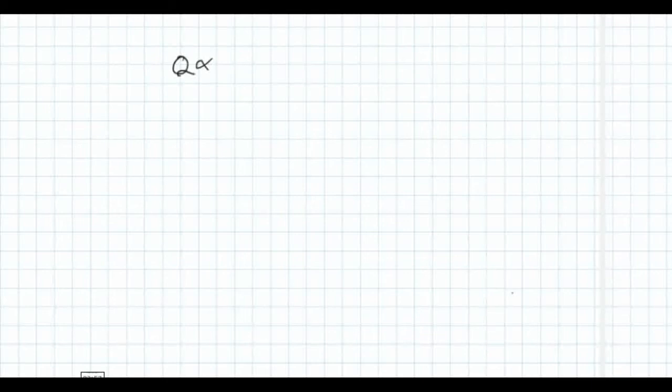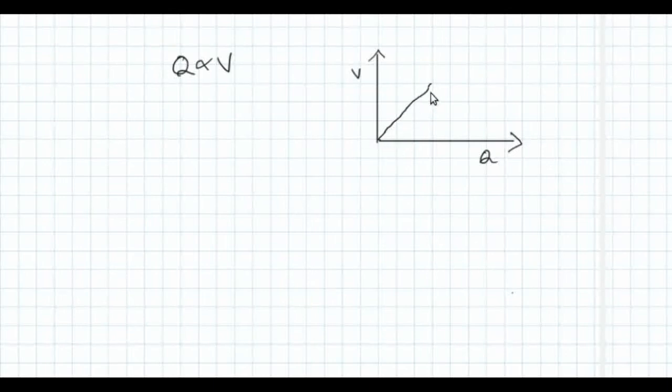Next, from the relation Q is proportional to V, we may plot the relation between Q and V. So here we are taking Q along the x-axis and the potential V along the y-axis, and this equation says Q is proportional to V. That means as the value of Q increases, the value of V should also increase. So with the increase in Q, there is a corresponding increase in the potential V.